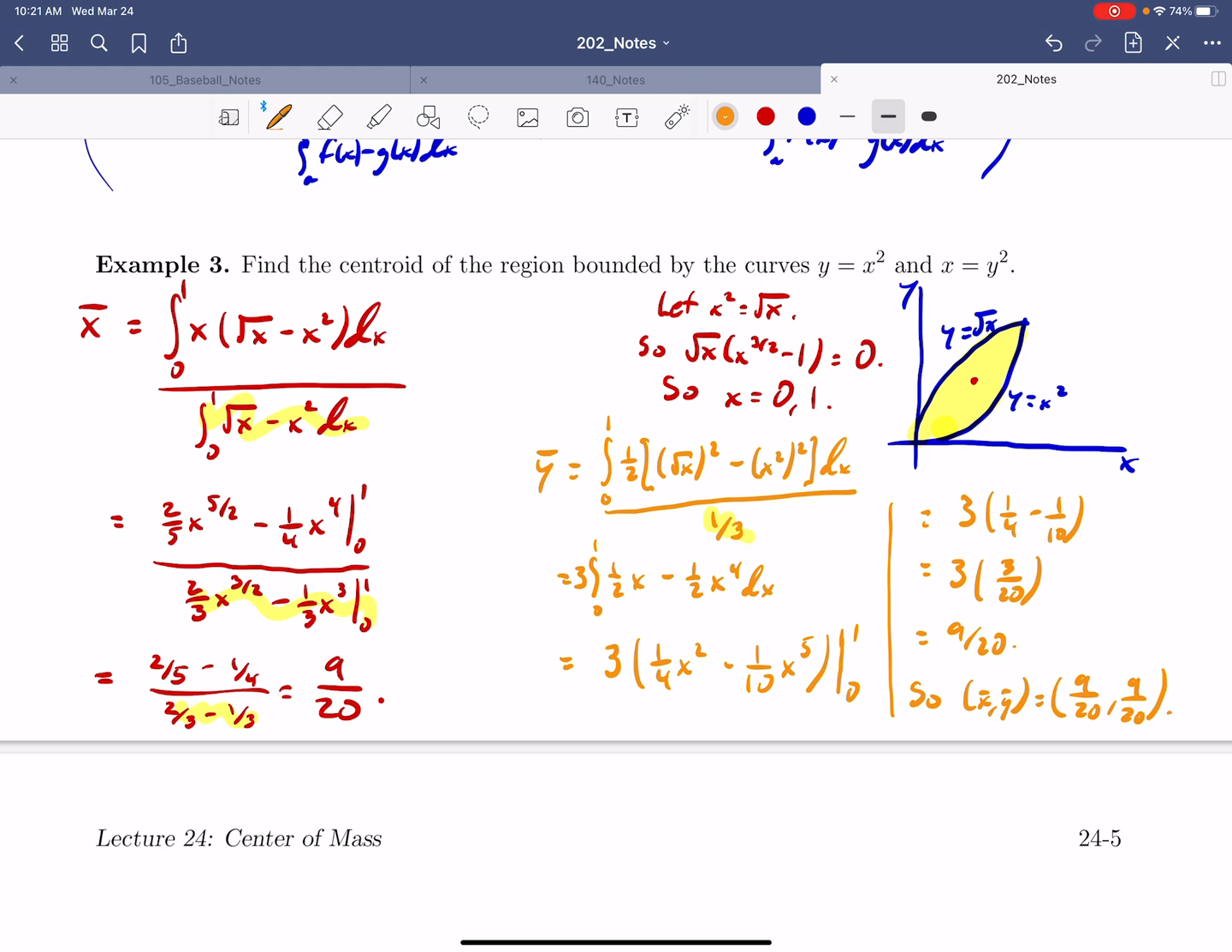So actually it was kind of nice that we knew we should be expecting 9/20ths, that we had that symmetry, because I was able to find a little mistake.